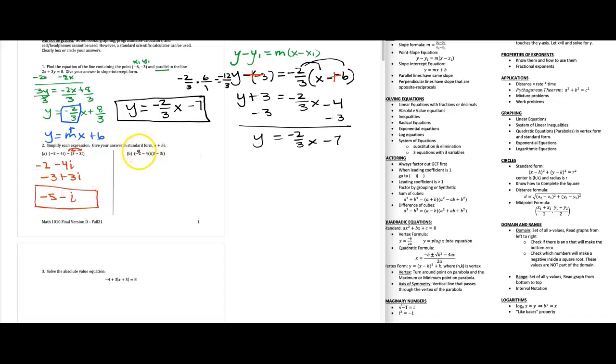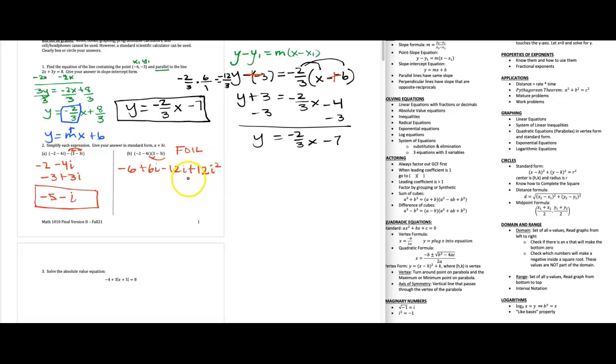Now on this one, we need to FOIL these out, because they're being multiplied together. So let's do our first. Negative 2 times 3 is negative 6. Negative 2 times negative 3i is positive 6i. Then I'll do our inside terms, which is negative 12i. And then a negative times a negative is a positive, so positive 12i squared.